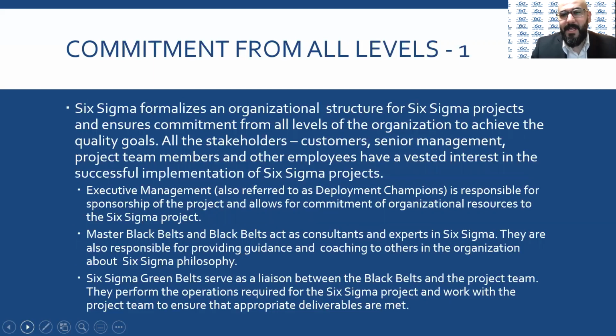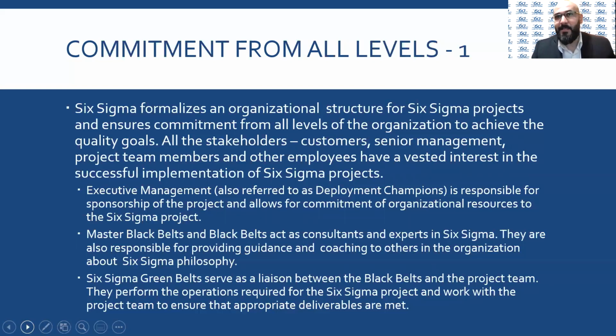Commitment from all levels. Six Sigma is project-based, and we need people such as executive management to be involved. We need the master black belts and black belts to be consultants and experts in Six Sigma. They are responsible for providing guidance and coaching, and the green belt is the liaison between the black belts and the project team. Executive management is responsible for providing the resources. Master black belts and black belts provide the guidance and consulting to coach the green belts, and green belts are responsible for implementing the project and are the connection between the black belts and the project team. The black belts are basically managing the teams.